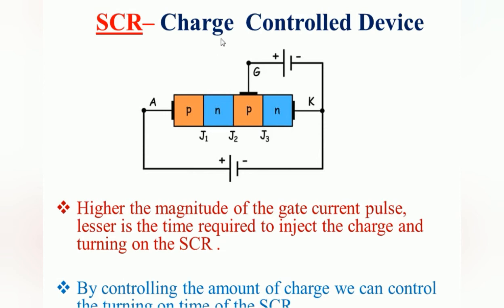That's why it is called the charge control device, right? So the gate voltage is responsible for creating more charge carriers in that SCR layer. So the charge carriers are producing the output. That's why it is called the charge control device.